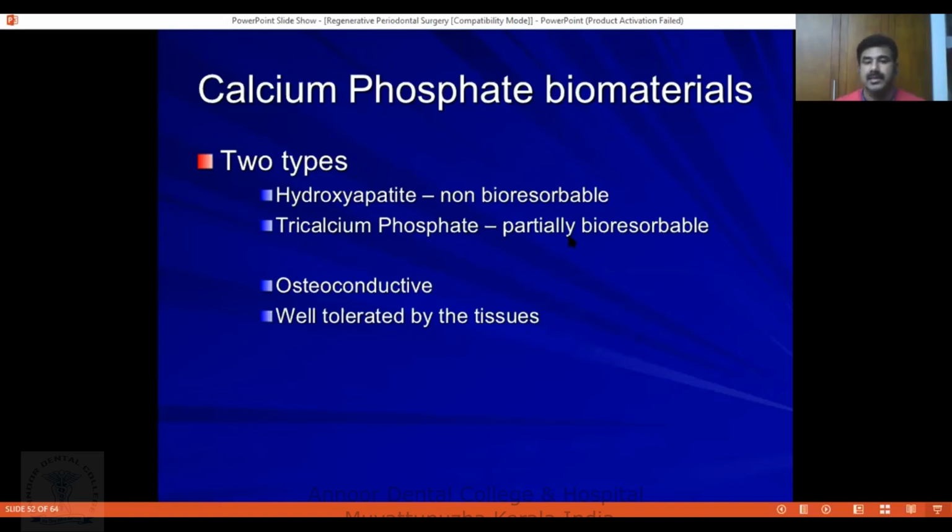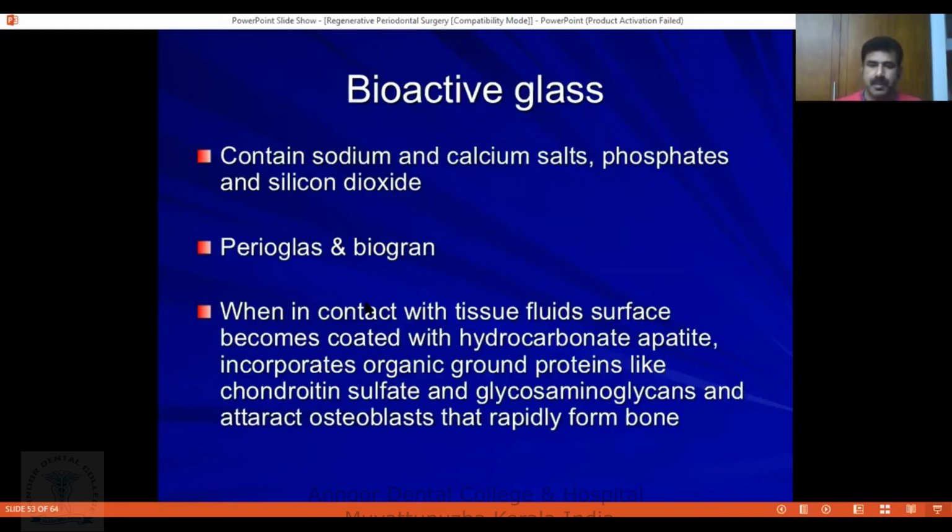Then tricalcium phosphate is partially bioresorbable. But when you look at the properties of these materials, they are osteoconductive and well tolerated by the tissues. That is why they are being used in large quantities, and they are cheaper also.